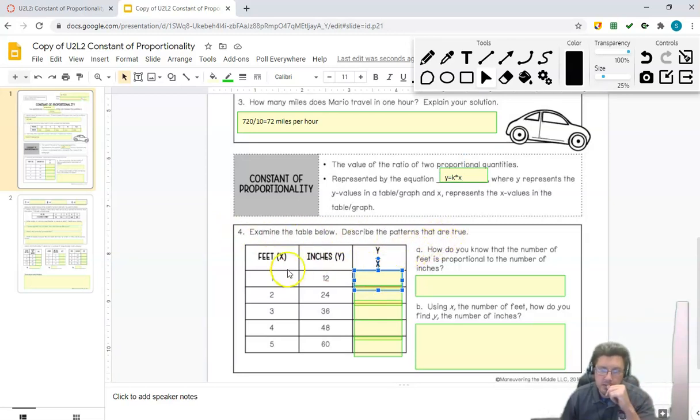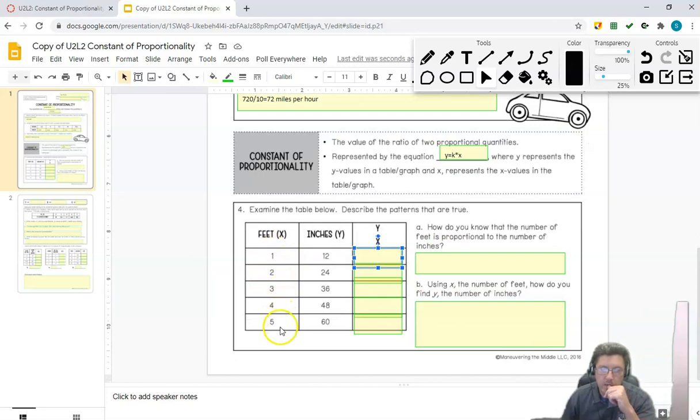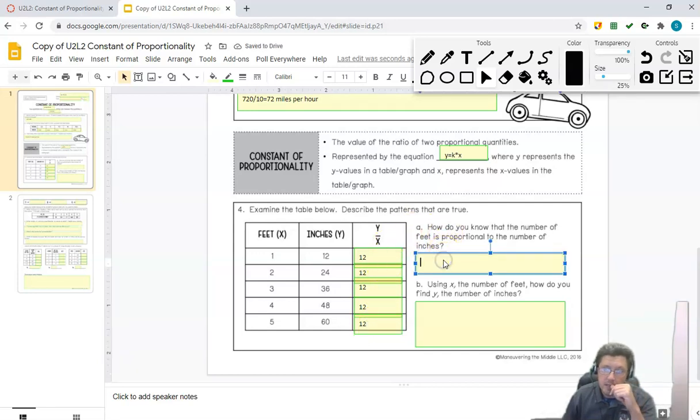Describe the patterns that are true. So let's look at this. This is going up by 1s. This is going up by 12s. Our ratio of this divided by this, 12 divided by 1 is 12. 24 divided by 2 is 12. 36 divided by 3 is 12. 48 divided by 4 is 12. And 60 divided by 5 is 12. So the ratio is always the same. How do we know that the number of feet is proportional to the number of inches? Well, the ratio is always the same.